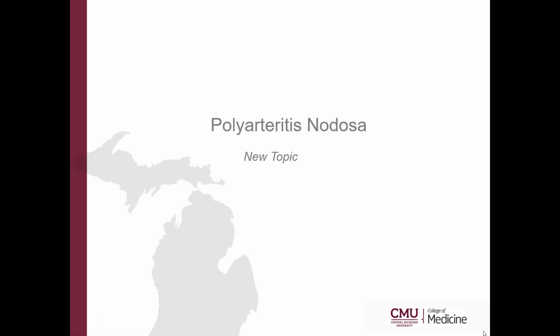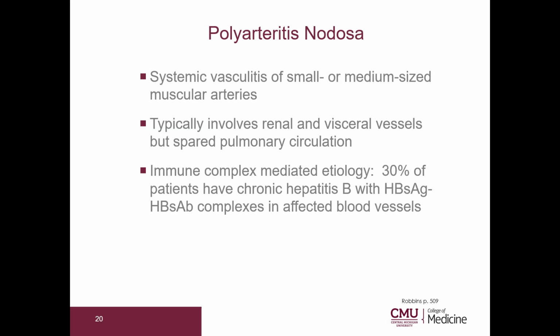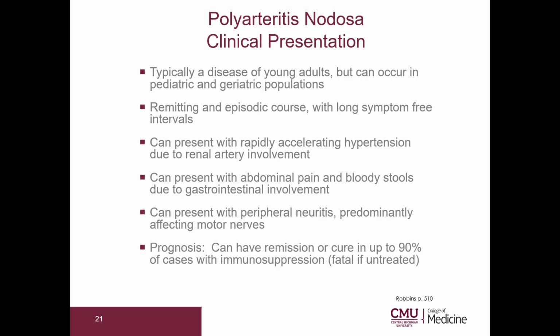Let's go on to polyarteritis nodosa. This is a systemic vasculitis of small or medium-sized muscular arteries. It typically involves renal and visceral vessels but spares the pulmonary circulation. It has an immune complex-mediated etiology. 30% of patients have chronic hepatitis B with hepatitis B surface antigen, hepatitis B surface antibody complexes in the affected blood vessels. This is typically a disease of young adults but can occur in pediatric and geriatric populations.